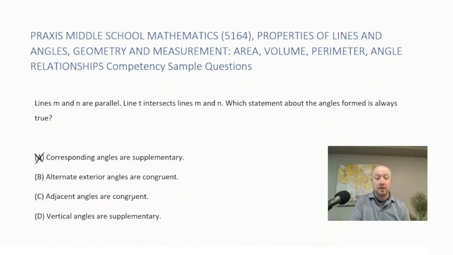Choice C says adjacent angles are congruent. Well, adjacent angles are actually supplementary. So choice C is eliminated. And then choice D said vertical angles are supplementary, and we know vertical angles are congruent in geometry. So the correct answer here is alternate exterior angles are congruent, choice B.